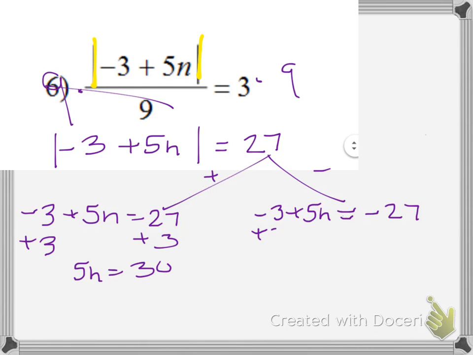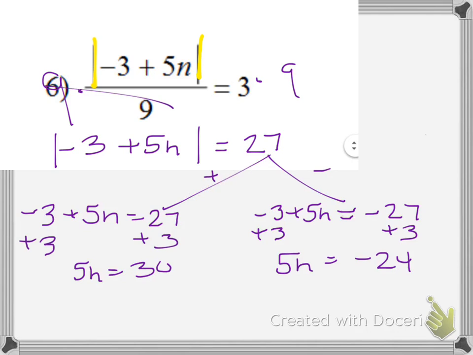And let's go ahead and do that same thing through the other side. So I got negative 27 plus 3, and that gives us a negative 24. So I got 5n equals negative 24 for the flip side. So again, these are going to be different answers. That's why you got to make sure you solve both of them.